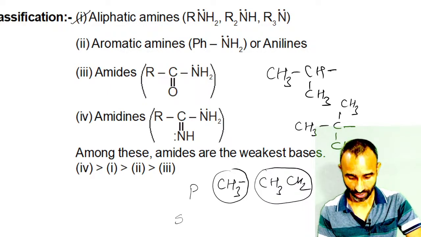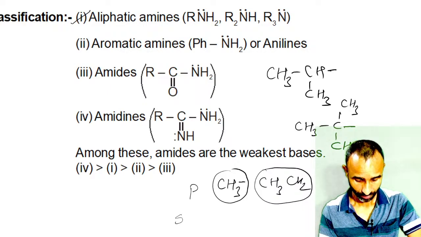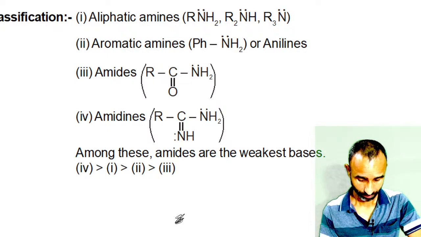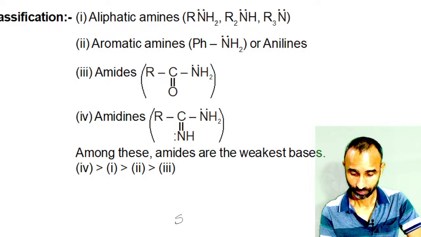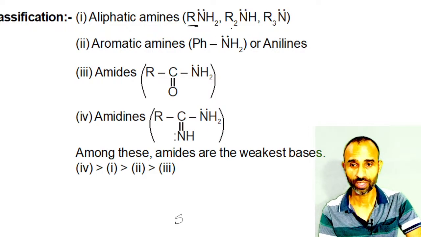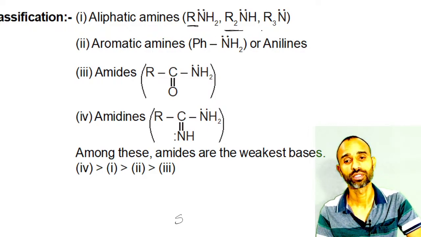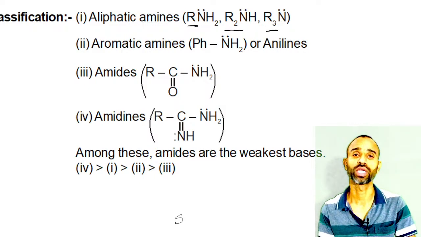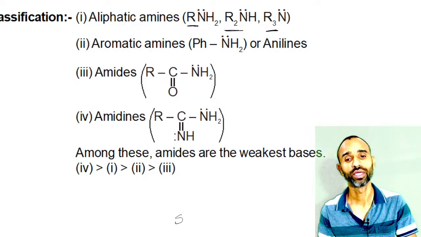And aliphatic amines, you can see, if nitrogen is attached to only one carbon atom, that is called primary aliphatic amine. If it is attached to two carbons, that is secondary aliphatic amine. If it is attached to three carbon atoms or three alkyl groups, that is called tertiary amine.